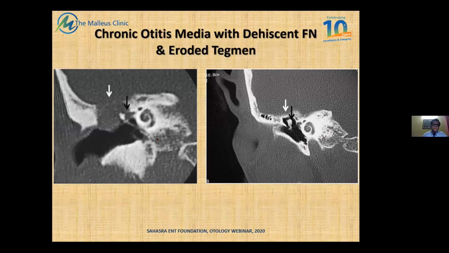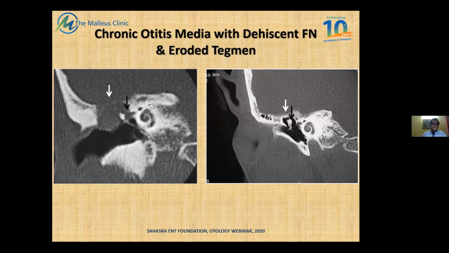Now, same situation, but with the bone over the lateral aspect of the tympanic segment eroded. So you still have the snake eye appearance. In fact, what does this tell you? That for you to know whether the tympanic segment of the facial nerve is dehiscent or not, it's the coronal view which is the better option than the axial view, right? I'm sure you would agree to it.